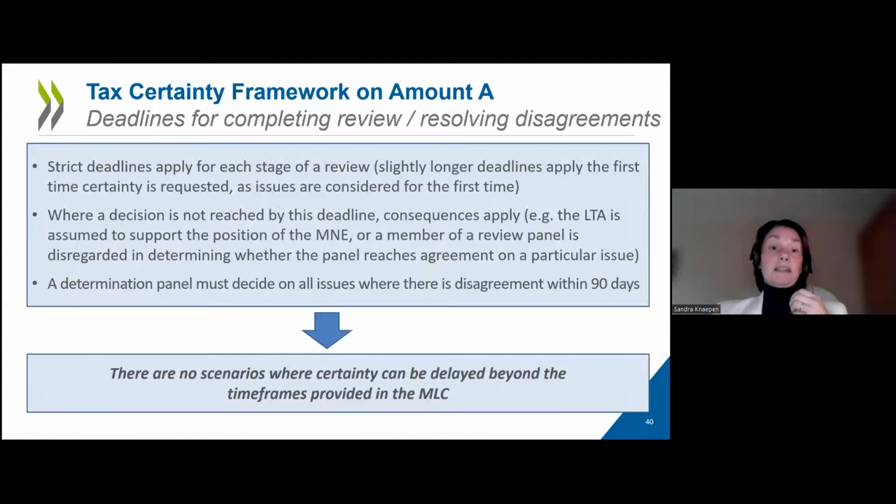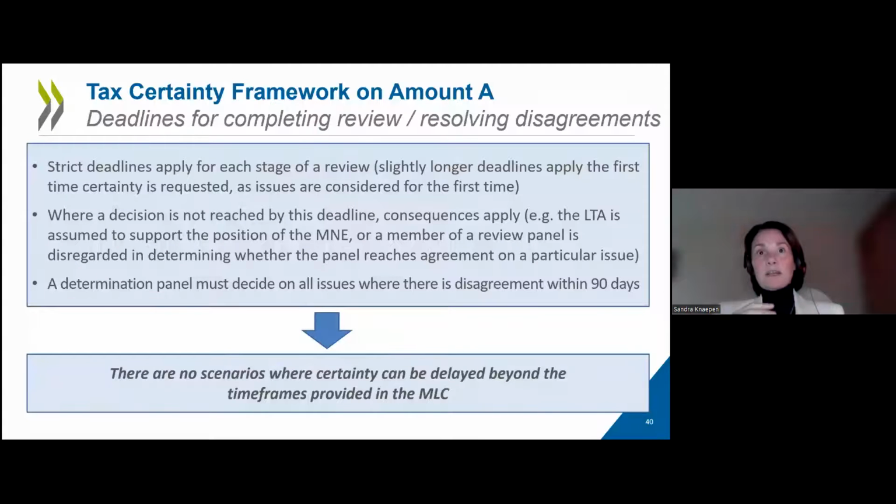Now, the clear limits for review and for the resolution mean that after the first year, if we take comprehensive certainty, from the date the review commences, certainty will be provided in around 16 months if there is no disagreement, and let's say 27 months if there would be disagreement. For the other certainty processes, the timeframes are even shorter. Now, as long as an M&E cooperates in the review, there are no scenarios possible where certainty for an M&E can be delayed beyond these timelines that are being set in the MLC.